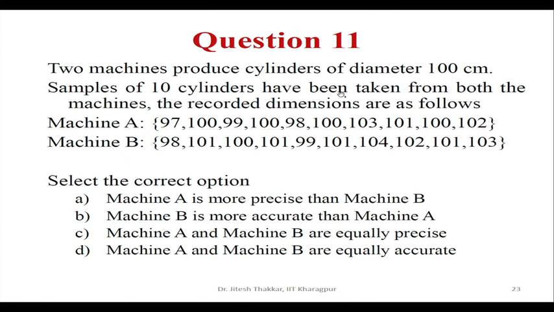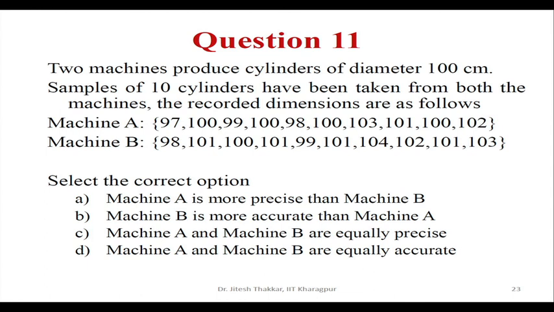Question 11. Two machines produce cylinders of diameter 100 centimeter. Samples of 10 cylinders have been taken from both the machines. The recorded dimensions are as follows. Machine A: 97, 100, 99, 100, 98, 100 and so on. Machine B: 98, 101, 100, 101, 99, 101 and so on.